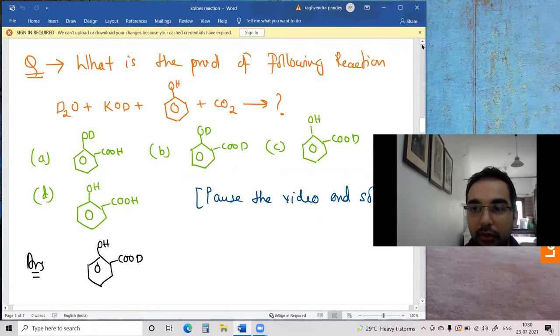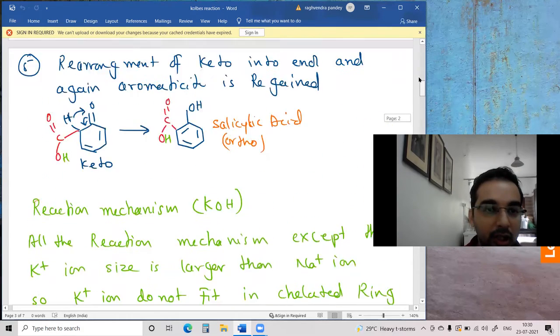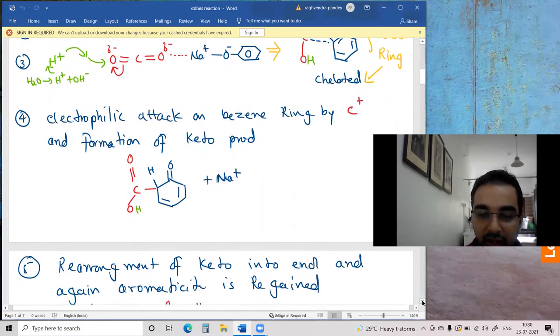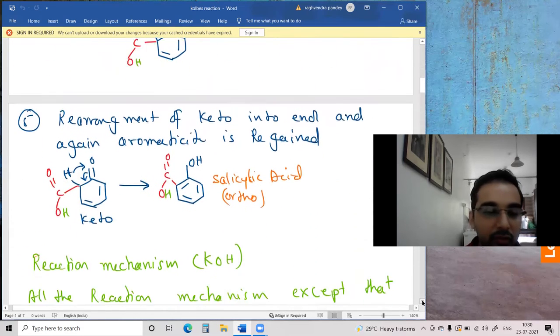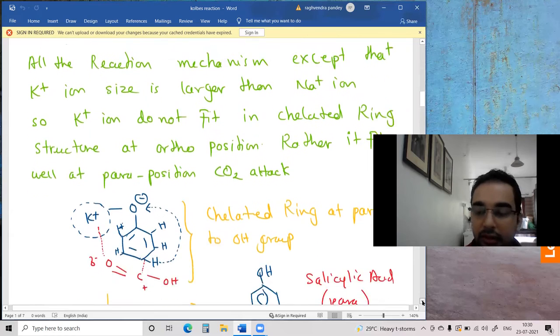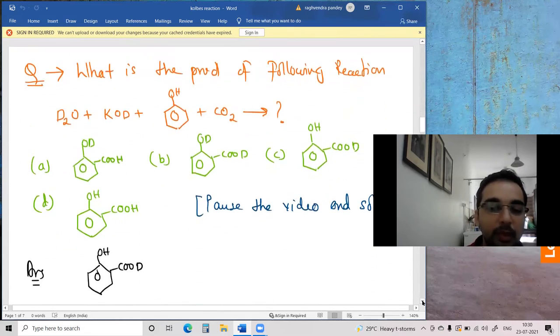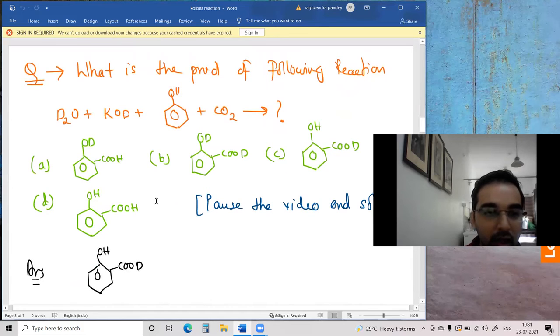I told you earlier also, that is your water, which is giving out the potassium hydrogen ion. This water molecule is giving out the proton. So this green color hydrogen is coming from the water. Water we have deuterated here. So after deuteration of the water, there is only one aspect, that the carboxylic hydrogen will be deuterated here.